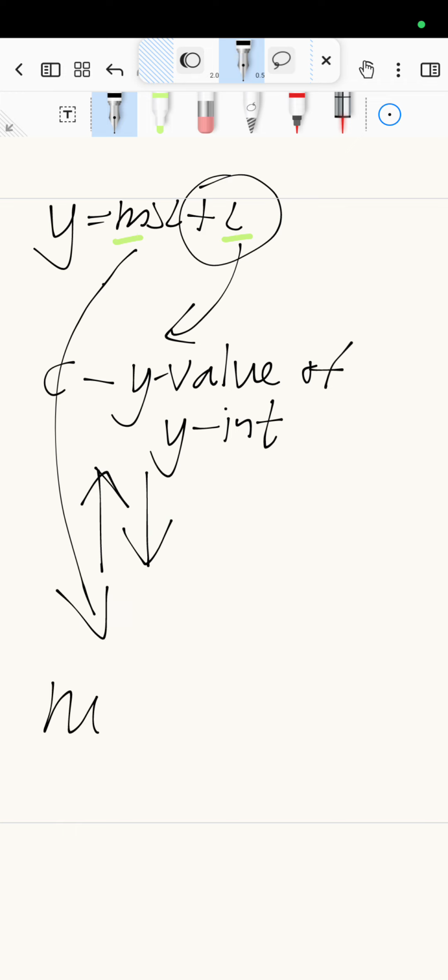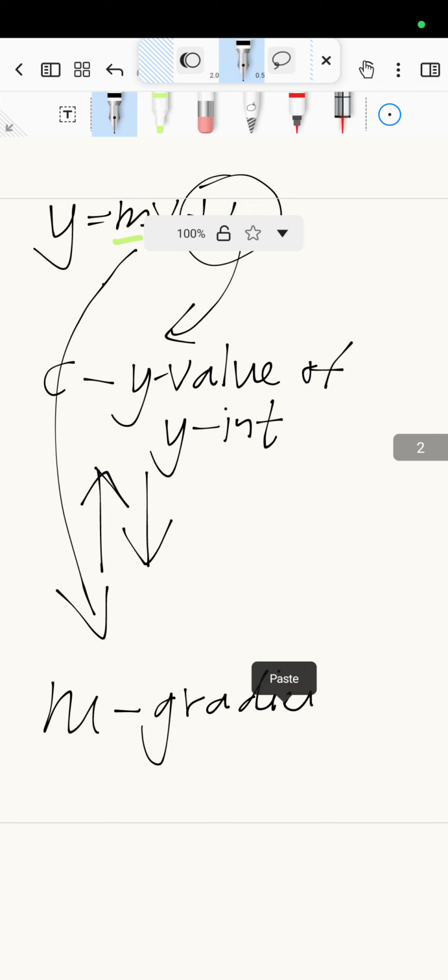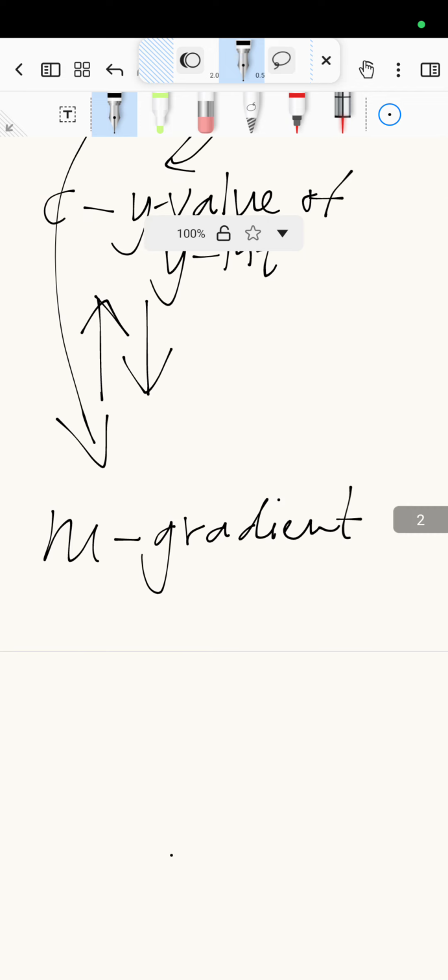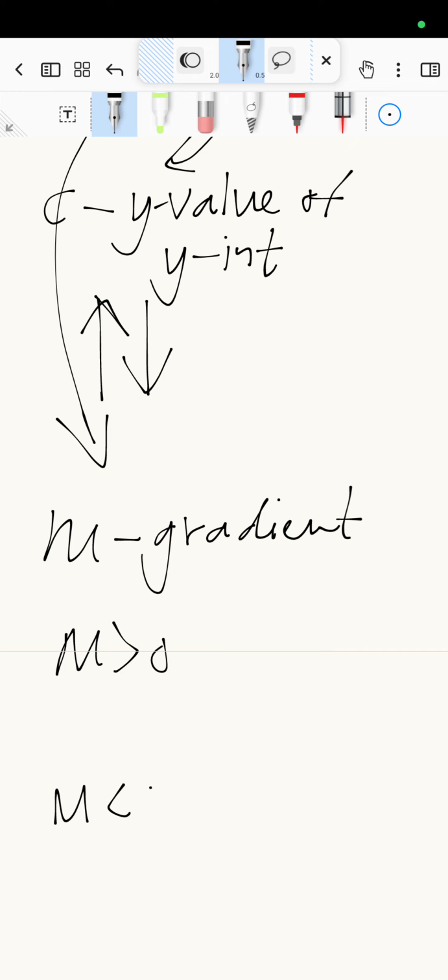Great. When we think about m, let's talk about m a bit. m is your gradient. Gradient refers to your steepness. So when we think of gradient, we can have a positive gradient, bigger than 0, or a negative gradient, smaller than 0. If your gradient is positive, then your function will be going up. What do we mean when I say going up? I mean it's increasing. The values are getting bigger and bigger as you move left to right.